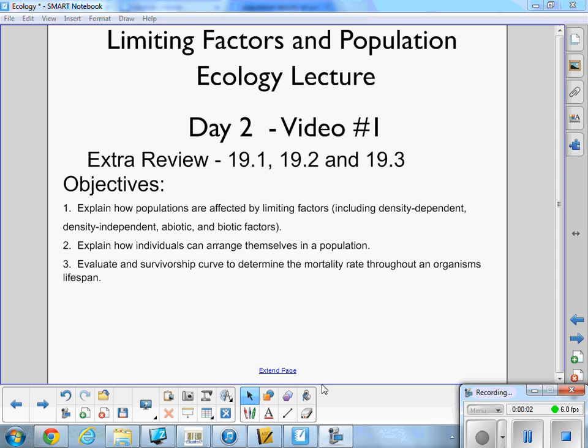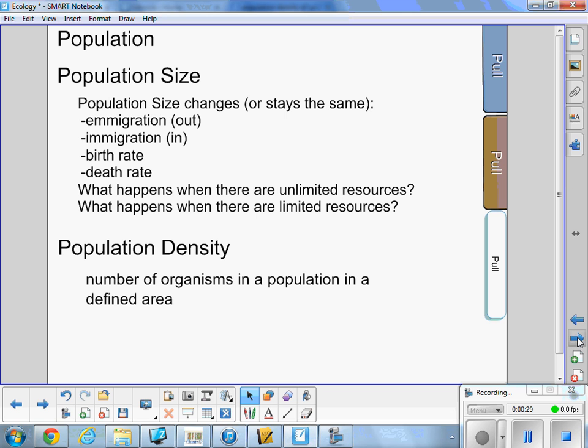Hi there, everyone. Today we're going to look at limiting factors and how they can affect populations. And so we're going to explain the difference between density-dependent and density-independent factors. We're going to look at characteristics of a population and then how organisms can arrange themselves within a population. And then we're also going to take a look at survivorship curves as well and compare and contrast differences between them.